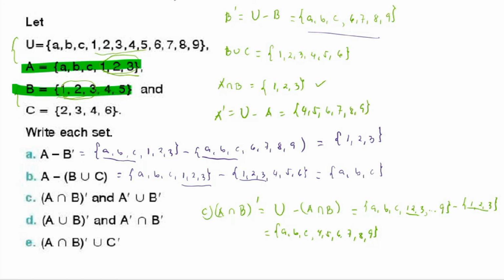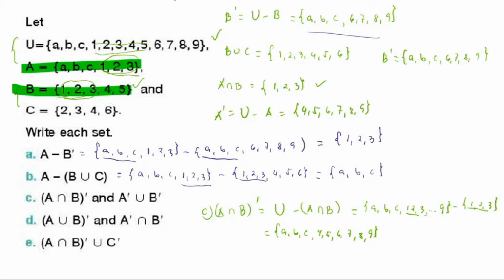And then we need to solve also for B complement. So I will just write here B complement. To solve for the B complement, we have to subtract set B from the universal set. Comparing U and B, 2, 3, 4, 5 can be cancelled. So the remaining elements are A, B, C. We cancel 1, 2, 3, 4, 5. So the other elements are 6, 7, 8, 9. So we have now B complement.